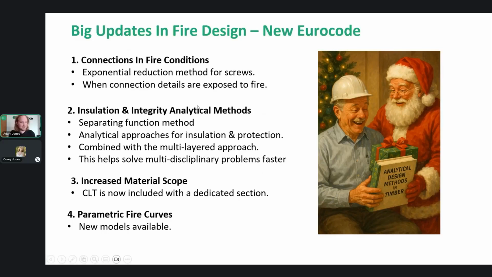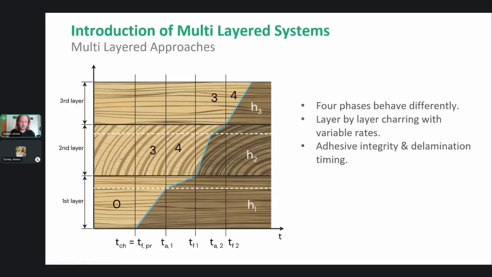So some of the new things: connections in fire design. What about, say, if you've got a connection detail under fire, what happens to a screw? Insulation and integrity, it's explicitly mentioned, and you can actually calculate for these now. There's obviously CLT included, and it gives you pathways for using parametric fire design approaches. But when it comes to CLT, there's a layered approach now in the draft Eurocode, which wasn't in the previous Eurocode for CLT.